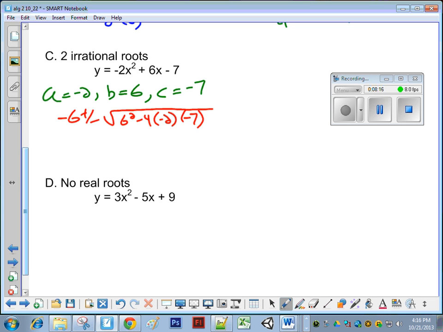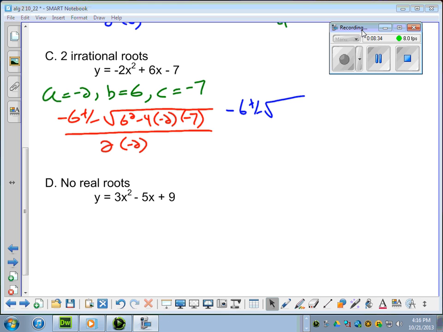All right, now here it looks like, actually, I'm not going to get irrational roots. I'm going to get a whole different kind of answer. 2 times negative 2 in here. So when I go to simplify this group, I'm going to get negative 6 plus or minus the square root of 36.